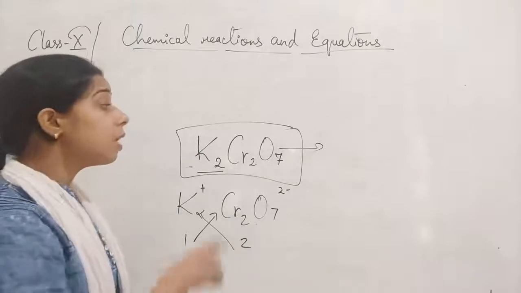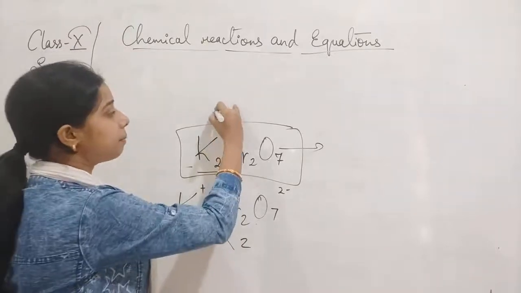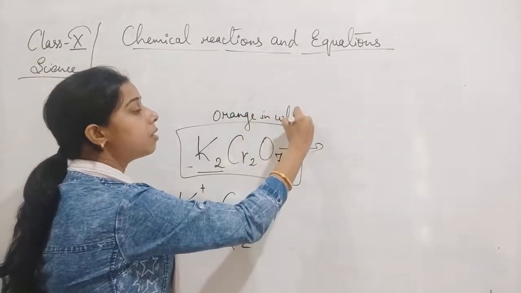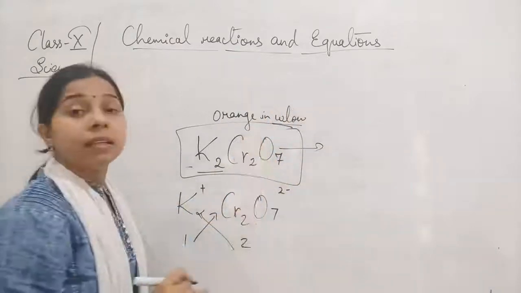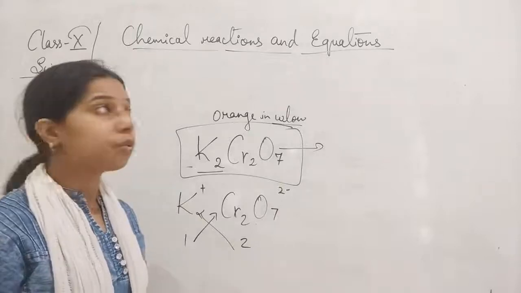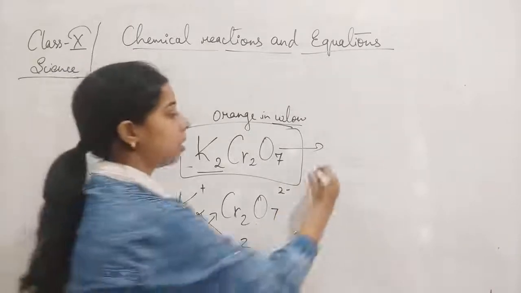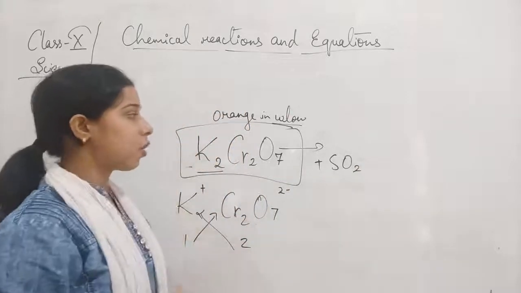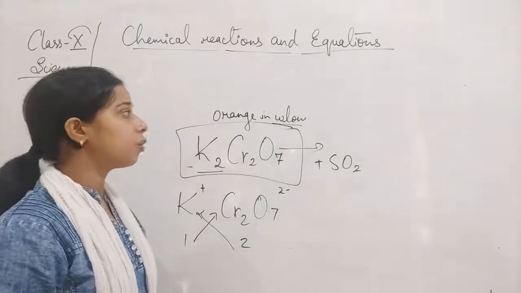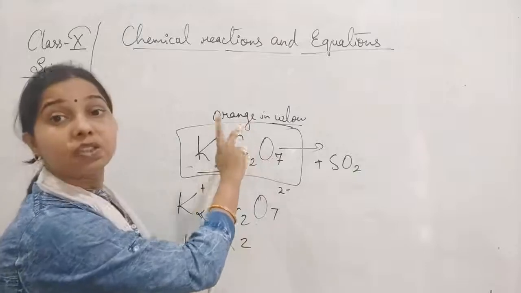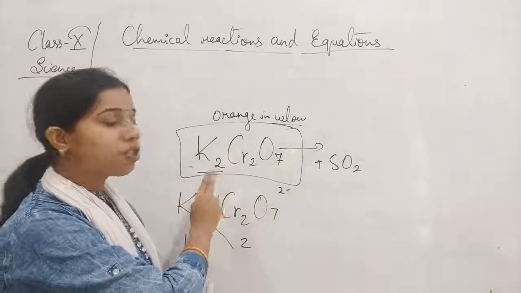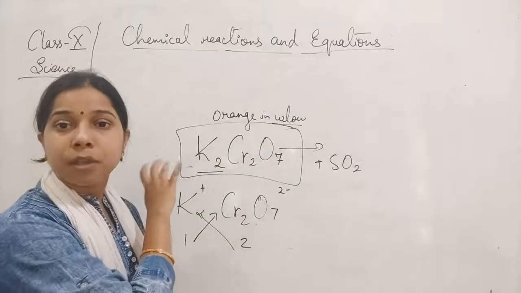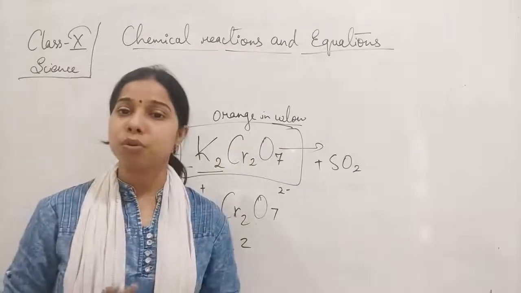This potassium dichromate is basically orange in color. When you pass sulfur dioxide to this potassium dichromate, you will find the change in the color happen. It changes its color from orange to green. So you can see that here also the color changes.